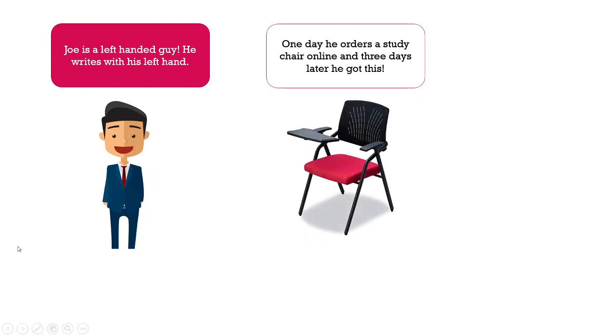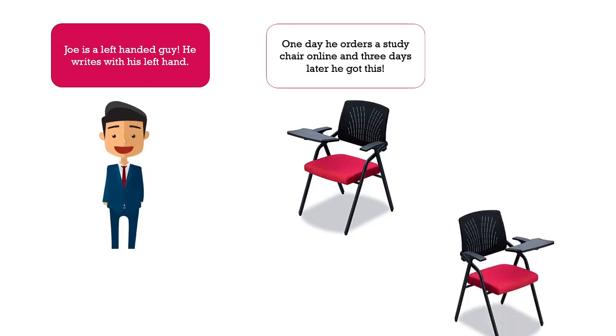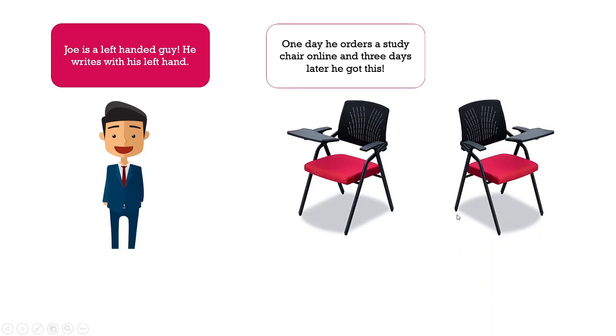Do you identify the problem? The problem is Joe is left-handed, but the chair is for someone who is right-handed. So, what Joe wanted was this kind of a chair. So, study chairs like these are chiral objects.